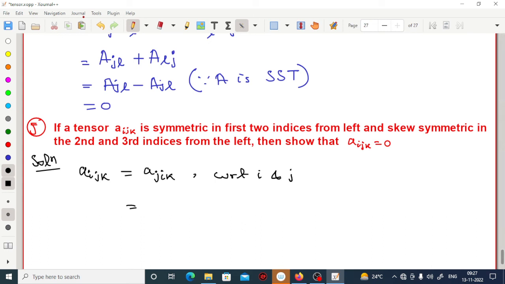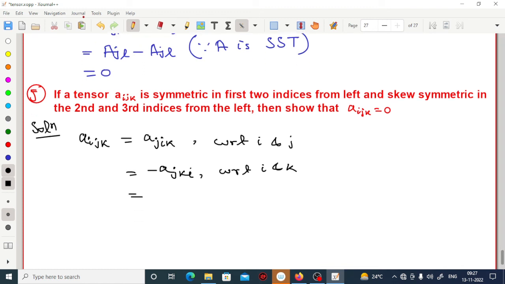Now you interchange between the second and third, so there will be a negative sign, Aikj. This is with respect to j and k. Again do it with respect to first and second, so Akij, there should be no change, it is symmetric. This is with respect to i and k. Next I do between the second and third, so this will be plus Akji, with respect to j and i.